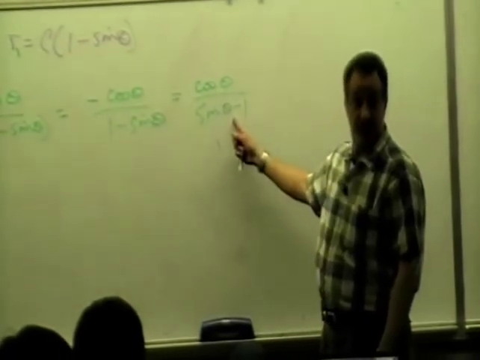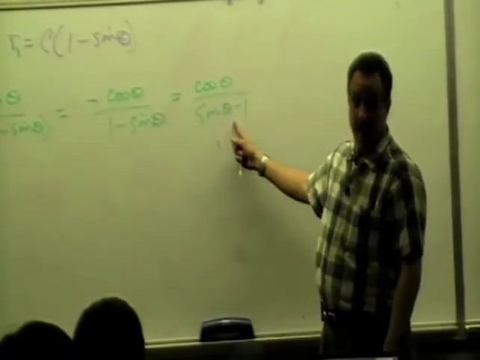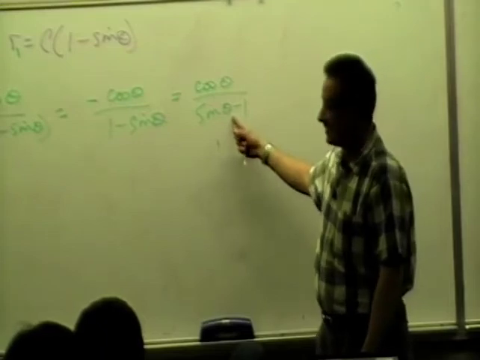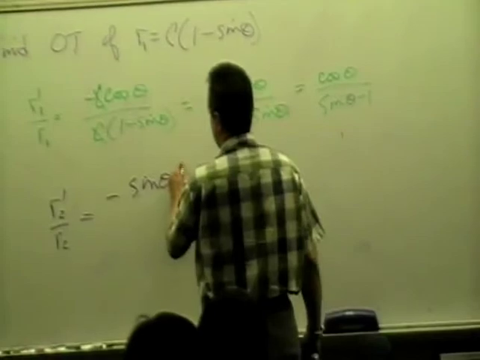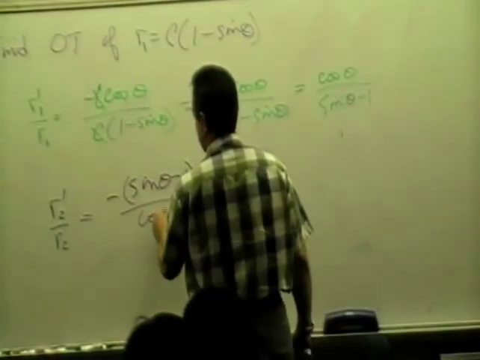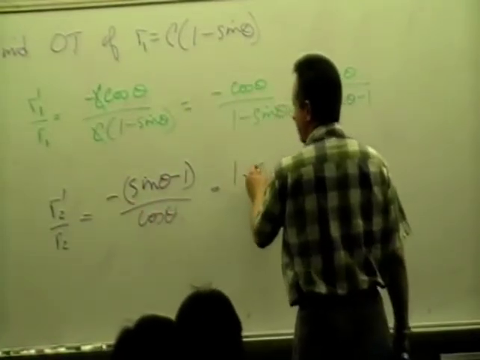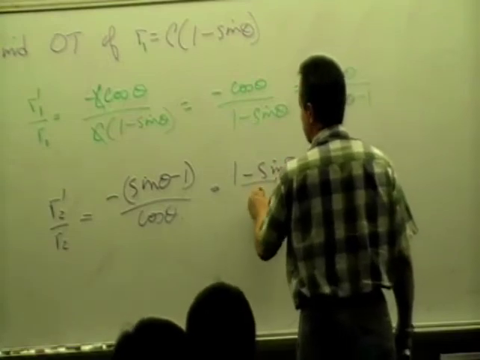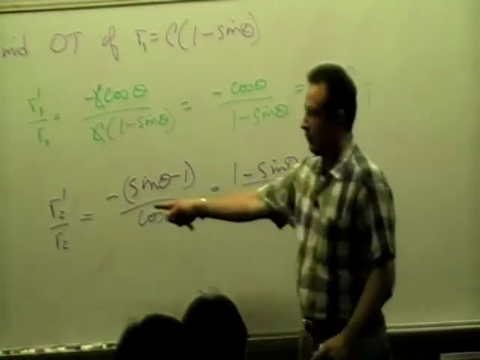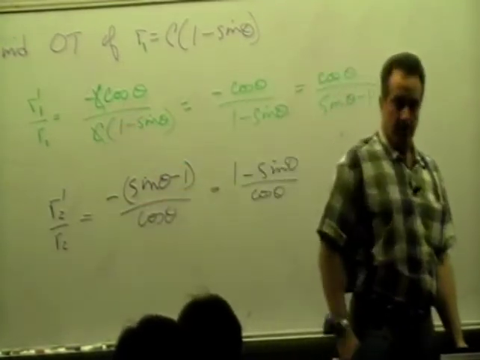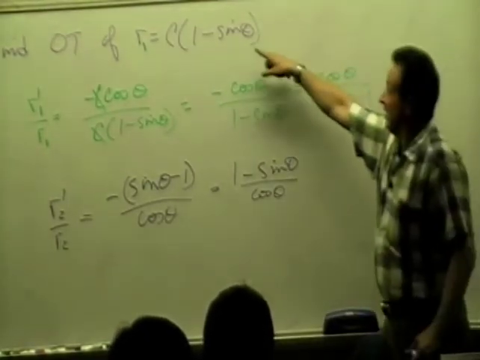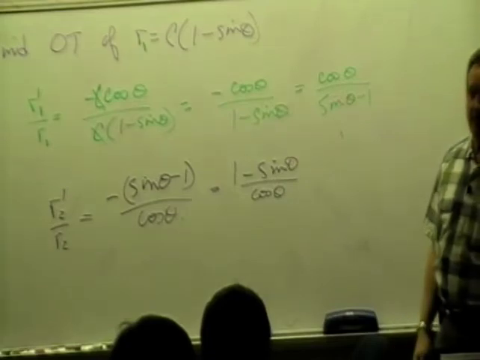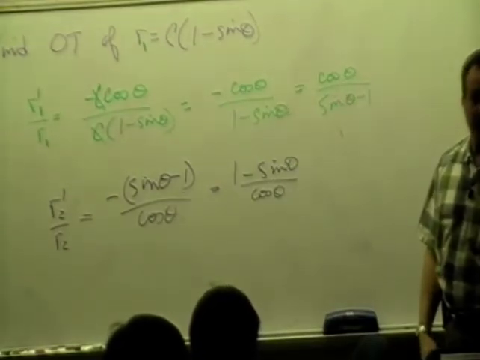The negative reciprocal of this one, isn't it? So how do I do the negative reciprocal of this? Negative, and you flip it over, right? Which is 1 minus the sine of theta over cosine. So that must be this ratio of our new family of polar curves that are orthogonal to the original family of polar curves. Do you understand?